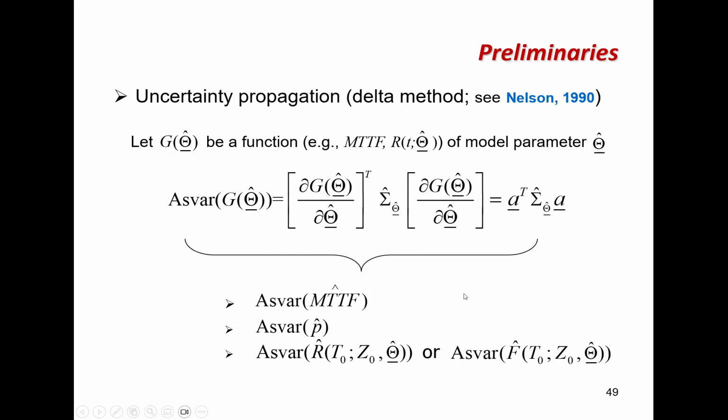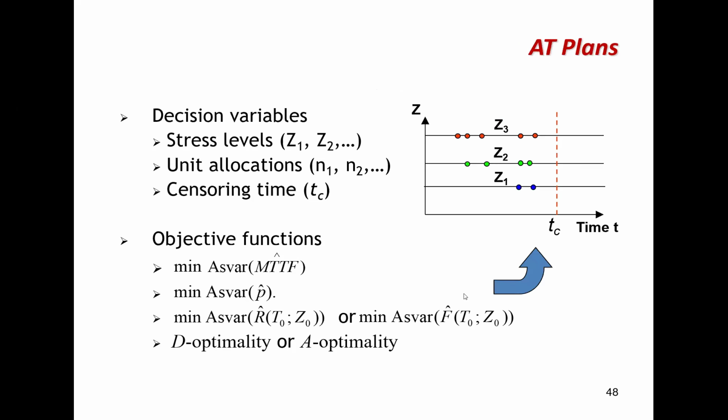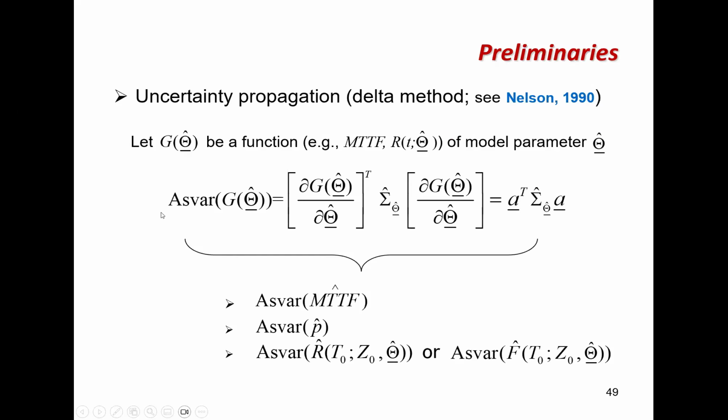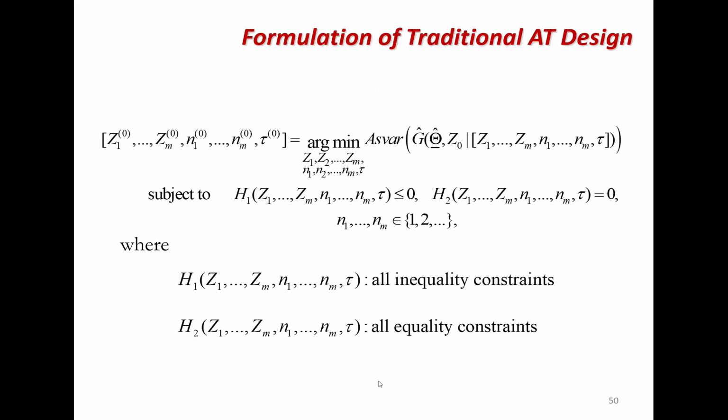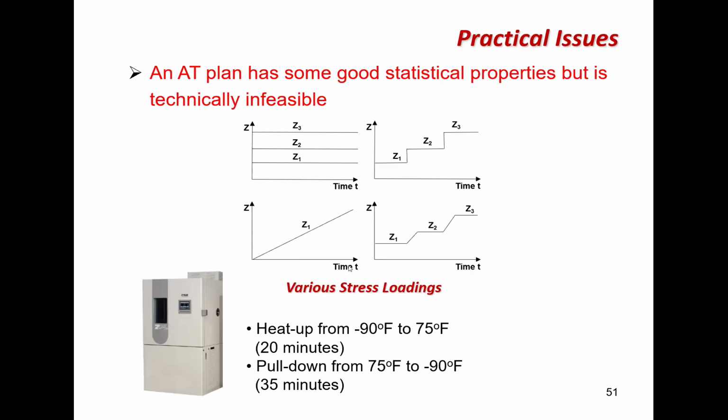So what we want to do is determine those decision variables in order to, for instance, minimize the asymptotic variance of G, such as the asymptotic variance of the reliability function. In the formulation of a traditional accelerated testing model like this, we want to determine the values of those decision variables in order to minimize the asymptotic variance of the G function, while considering those inequality and equality constraints. But now, some practical issues come up.